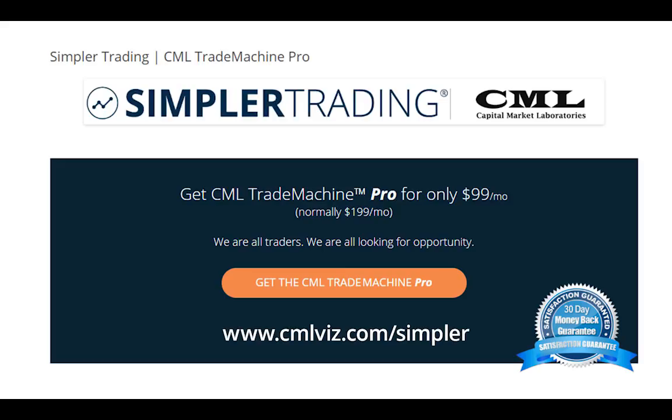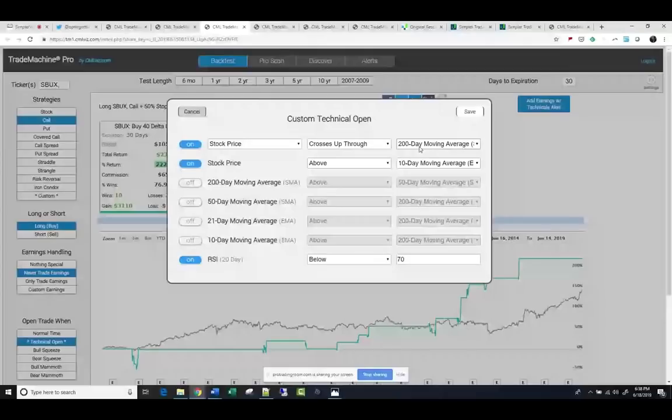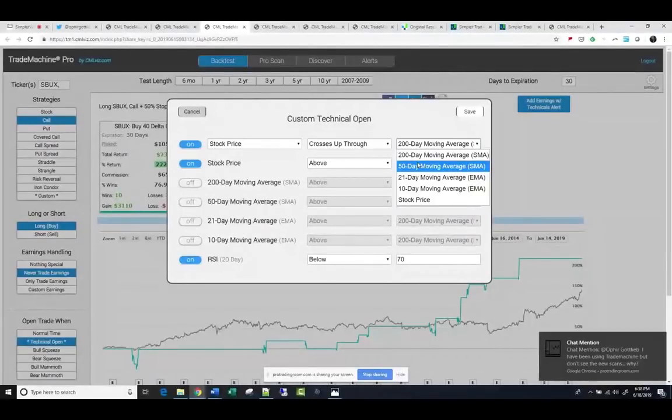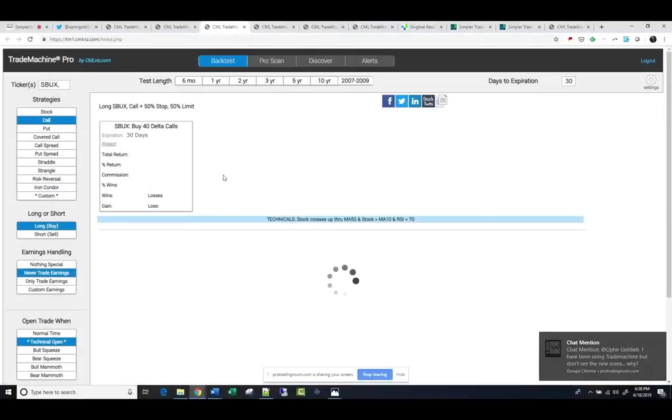We say, no, I don't want that. I want it to cross through the 50-day moving average. Does that work better? So I'm just going to go to the drop-down menu, guys. I mean, we're here to empower you. So I put 50-day moving average, hit save.